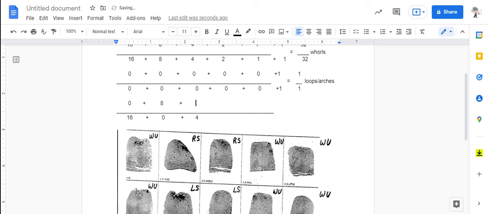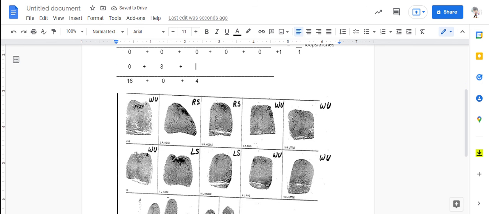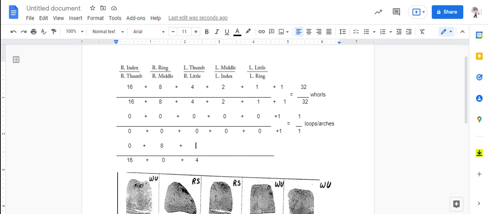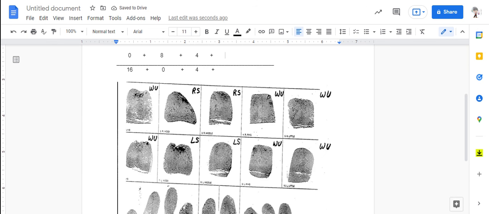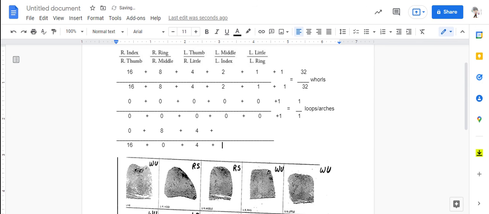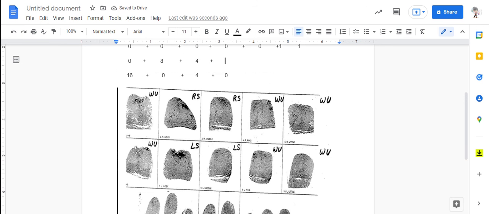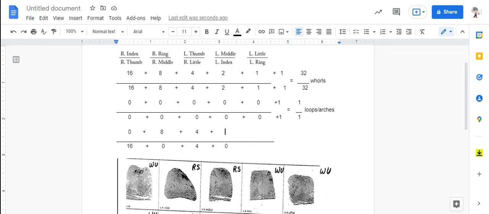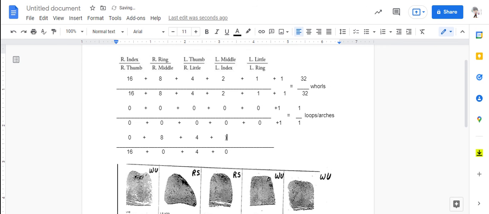And then the sixth finger, first one on the bottom, is the left thumb. It is a whorl, so we're going to put a 4 because it is in the third grouping. We'll put our plus signs here. Then we have the left index. It is a loop, so it's going to be assigned a 0, and it goes on the bottom, the denominator. Next is the left middle. It is a loop, and it will be assigned a 0. Do our plus signs.